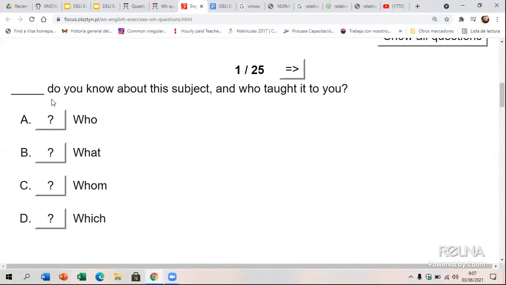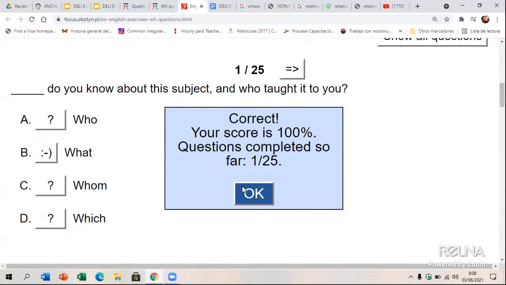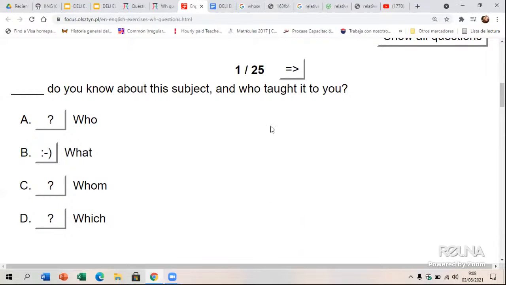Question number one. You need to choose the question word. Do you know about this subject and who taught it to you? You can use the chat room or the microphone. I'm listening. Constanza, what? What do you know about this subject and who taught it to you? Okay. What, Tomás? What, Francisca? All right. If everybody agrees, what? And it says correct. Very good. Next.